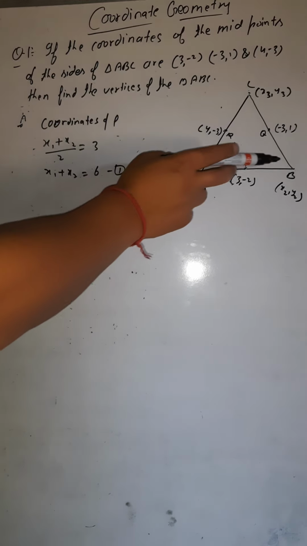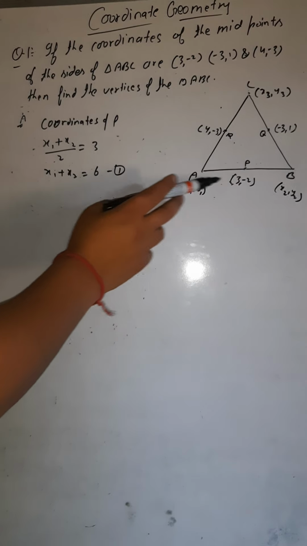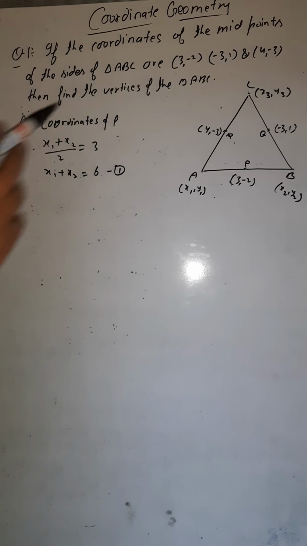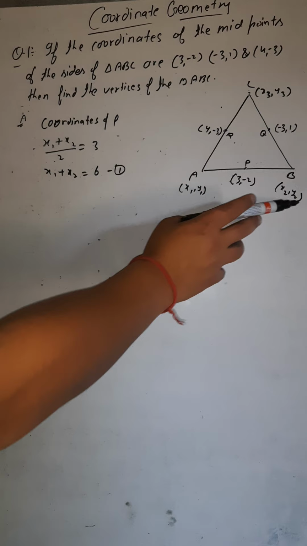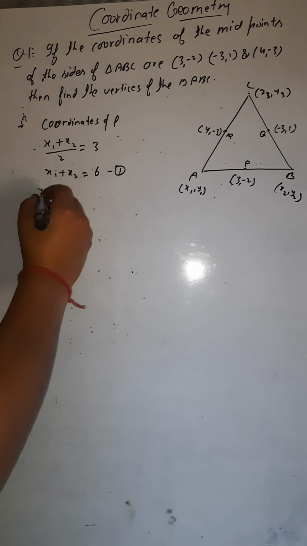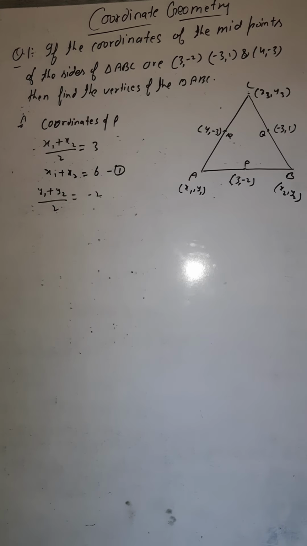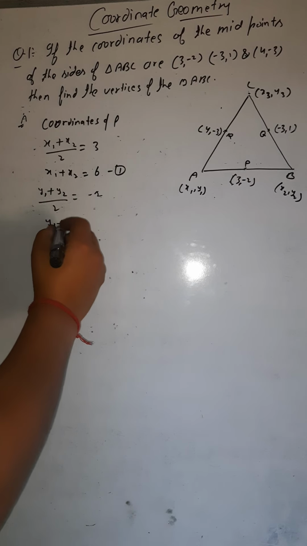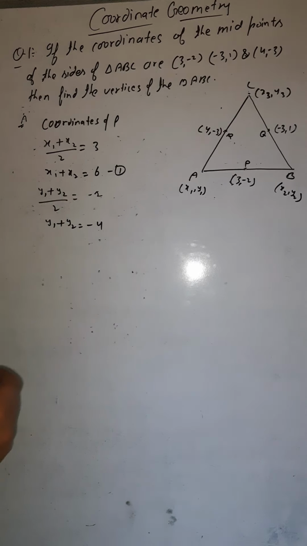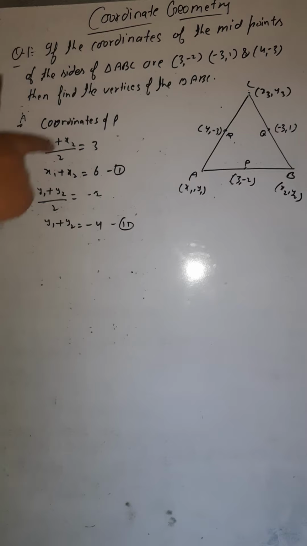Now let's move to the side BC, where Q is also the midpoint. One more point: for the first coordinate we have found (x1 plus x2) by 2 is equal to 3, so from here we have the equation x1 plus x2 is equal to 6. Similarly, the second coordinate would be (y1 plus y2) divided by 2, which would be equal to -2. Are you getting this? From here the 2 will multiply there, so we have another equation, y1 plus y2 would be equal to -4. This would be equation number 2. So this is how we have found the coordinates of point P.